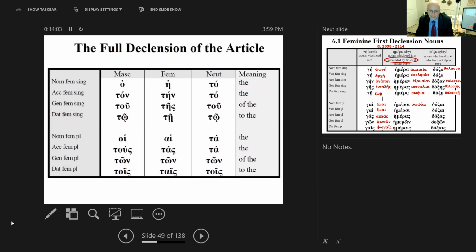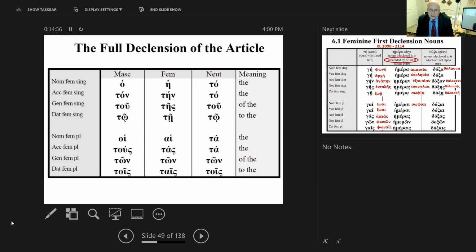Now, you need to learn the full declension of the article. You need to learn all of the forms, all 24. That's the third task that you actually have, that I forgot to mention in the first video. The full declension of the article, and I will add the video by Dr. Campbell where he discusses all 24 forms.